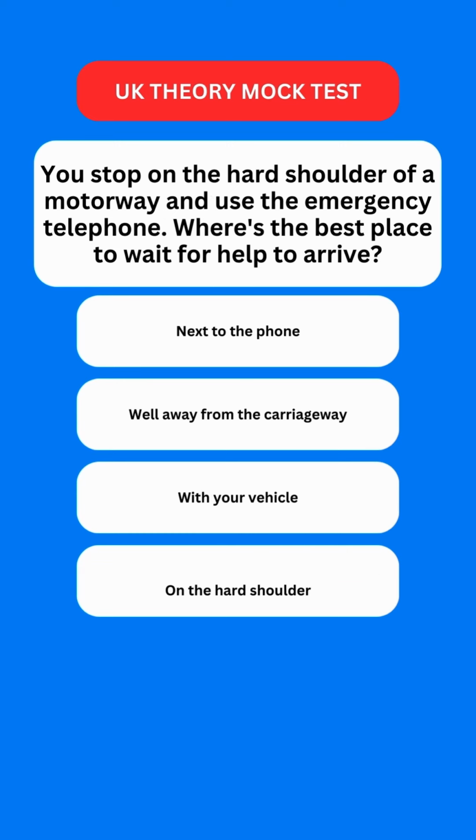Next question is, you stop on the hard shoulder of a motorway and use the emergency telephone. Where is the best place to wait for help to arrive? Options are, next to the phone, well away from the carriageway, with your vehicle, or on the hard shoulder. So the correct option is the first one, you should wait right next to the phone. That way the motorway staff can know exactly where you are very easily.